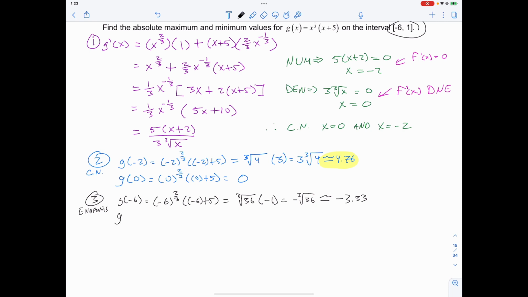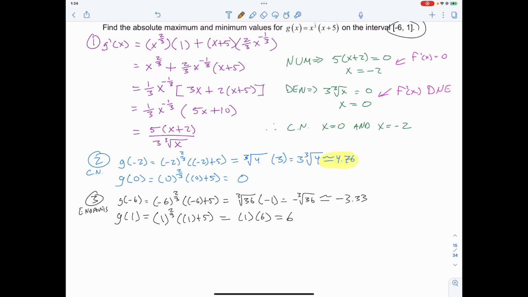Or if I take 1, the other endpoint, g of 1 is going to equal (1) to the power of 2 over 3 times 1 plus 5. 1 to the power of 2 over 3 is just 1, and 1 plus 5 is 6, and that's going to give me 6.